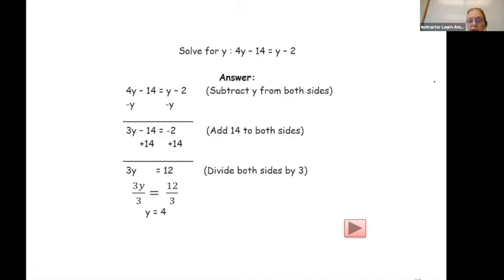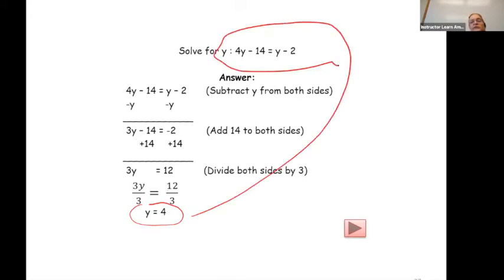And remember, if you're doing a check, you have to go back to the original. So when we're checking this answer, we have to go back to the original equation and make sure we don't put it in somewhere along the way.